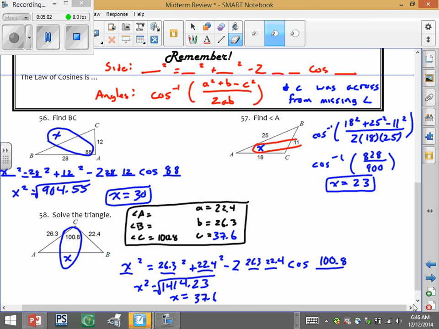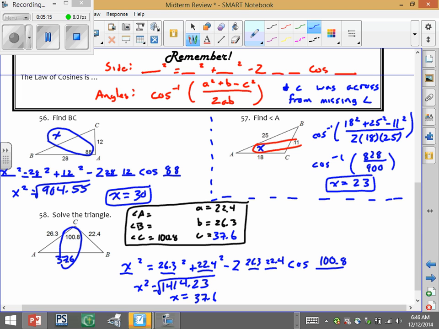So we now have side C. Let's fill that in. Now it's just a matter of getting angle A or angle B. I guess we'll go get angle A. Maybe I'll call that y since I've already used x once. You can use law of sines here, but I'm going to use law of cosines for angles one more time.